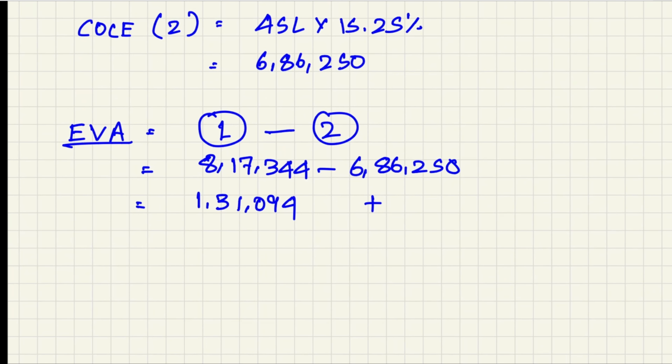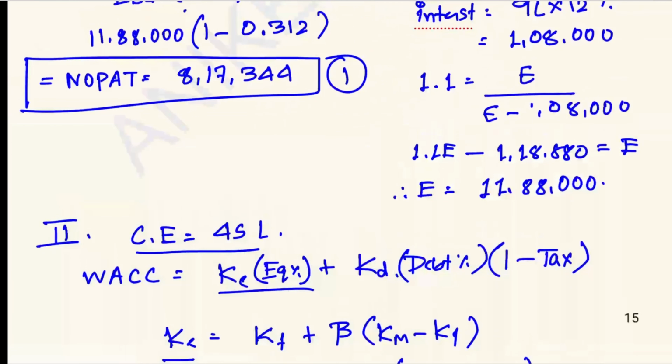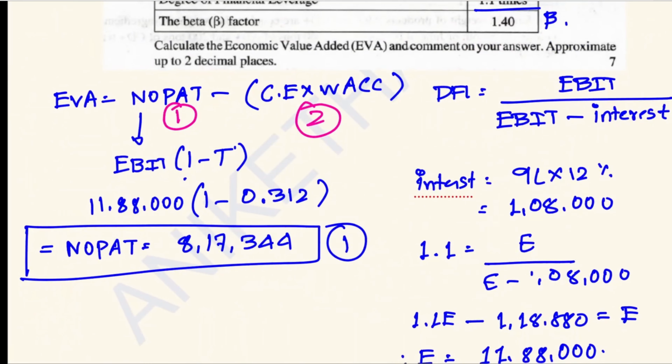So 3 steps. You have to first calculate your net operating profit after tax. For that, you will require your EBIT details. EBIT can be calculated using your income statement or degree of financial leverage. If that is not given, you have to use this formula, DFL. Second is weighted average cost of capital. You have to calculate using the debt and equity and their proportions. So let us see more information in the next problem.